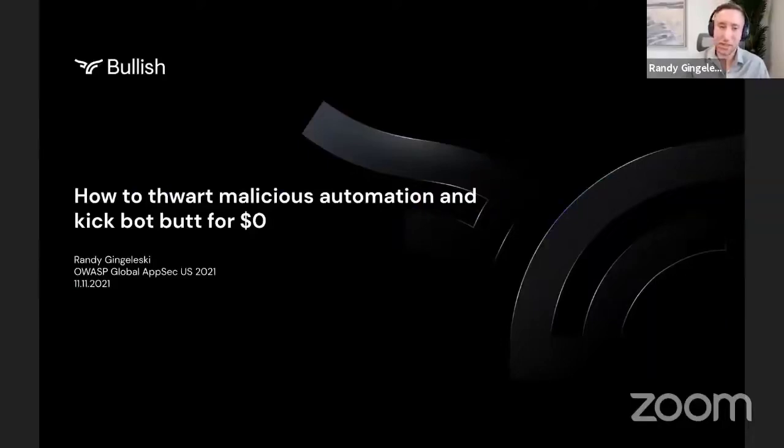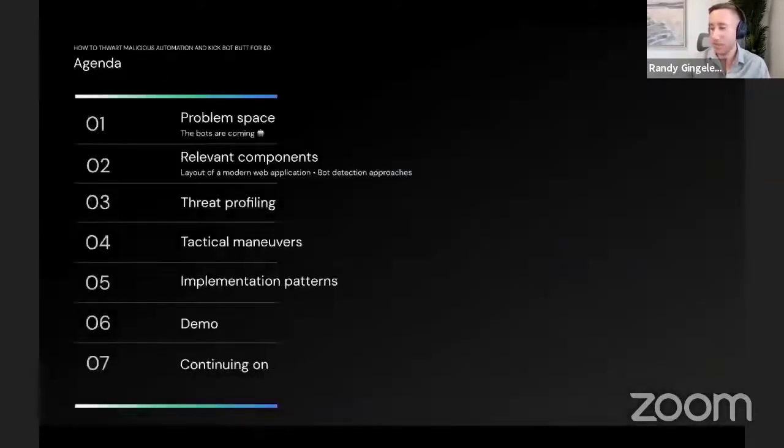This talk will be how to thwart malicious automation and kick bot butt for $0. Together, we're going to discuss anti-bot security and countering abusive scripts that target our web apps. We'll go over where architecturally you might detect and react to such activity. And if you're missing any of those components now, the good news is we'll talk about a lot of open source software and vendor agnostic tactics.